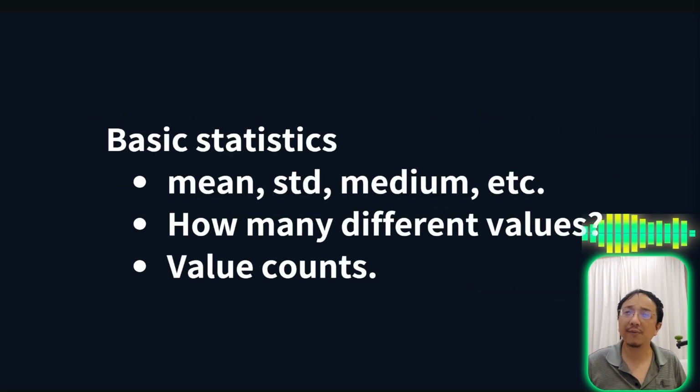Another way to get information is through basic statistical data. The most common examples include the mean, standard deviation, median, and various percentiles, such as the quantiles. Additionally, you may want to know if there is a limited number of distinct values in a column. Are there infinitely many distinct values in a column, or are they finite? If finite, how many?